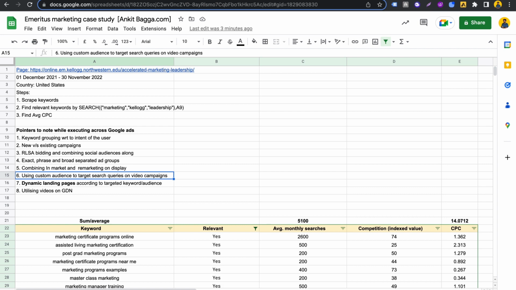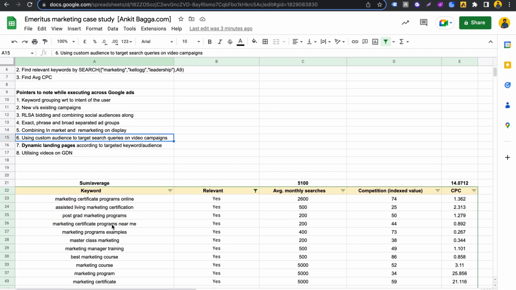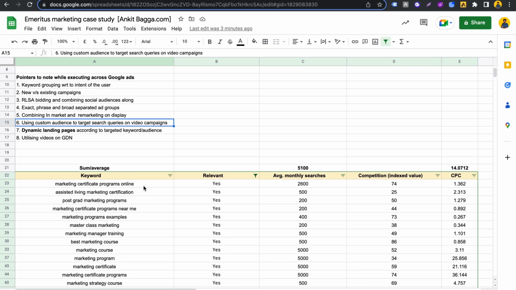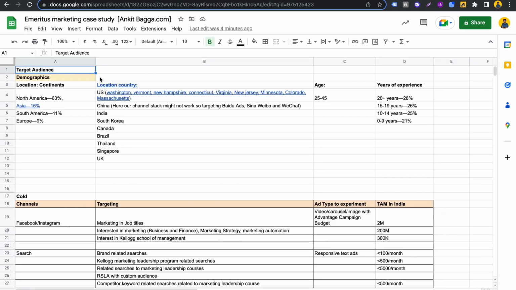You could basically find out all these keywords. People who are searching for all these keywords on YouTube, you could target them through YouTube. Or even people who are searching these on Google, you could target them on YouTube through your video advertisement, which is much cheaper. Then there are dynamic landing pages that you could use for the target audience and for higher relevance. Utilizing videos on GDN: a lot of people don't use videos on the Google Display Network. What we are propagating here is that if you use videos, you'll have better click-throughs and better branding, and I would say better engagement also.